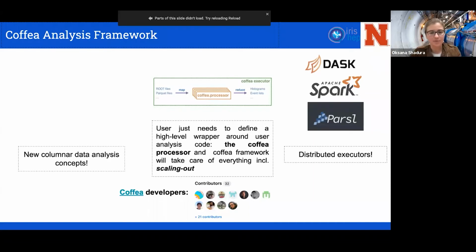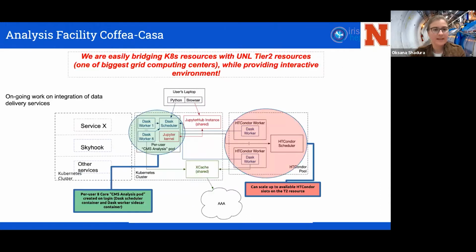The nice part of Coffea is that users just need to define a high-level wrapper around their analysis code, and it calls the Coffea processor, and then the Coffea framework will take care of everything, including scaling. It also supports distributed executors: Spark, Parsl, and Dask.